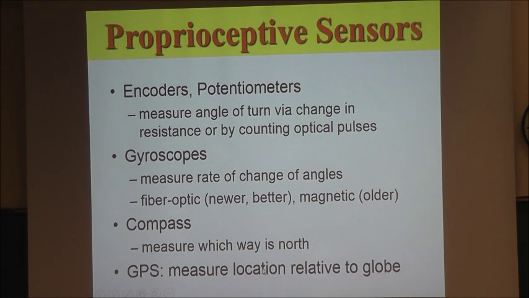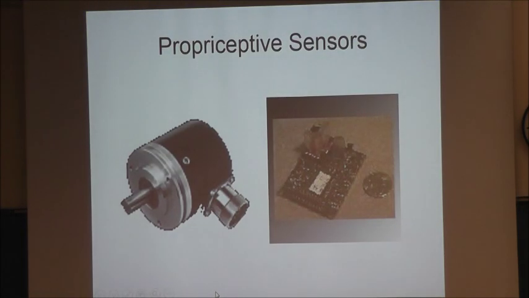Compass measures which way is north. A lot of times we do put a compass sensor on the robot up in the front, and some of our robots which we built have done that before. And then GPS, Global Positioning System, which I'll get into details of maybe in the next lecture, how it works. So this is some of those proprioceptive sensors.